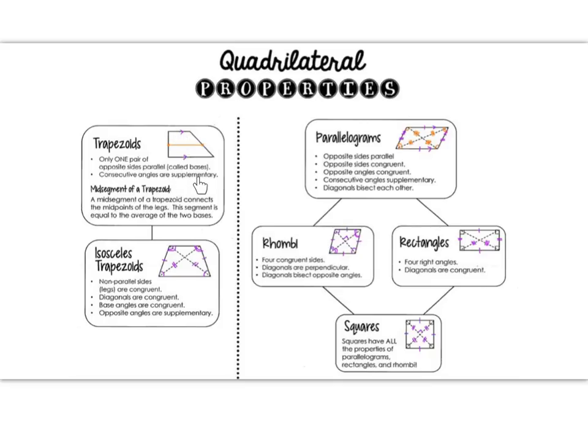Consecutive angles are supplementary. The mid-segment of a trapezoid connects the midpoints of the legs, and it's equal to the average of the two bases. Isosceles trapezoids have all the properties of trapezoids, but they also have non-parallel sides, or legs, that are congruent. The diagonals are congruent, the base angles are congruent, and the opposite angles are supplementary.